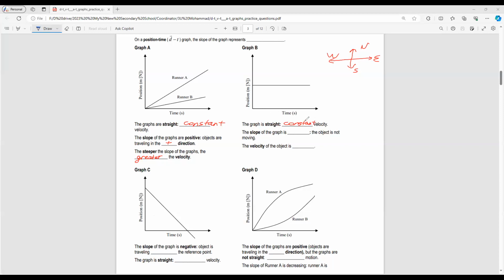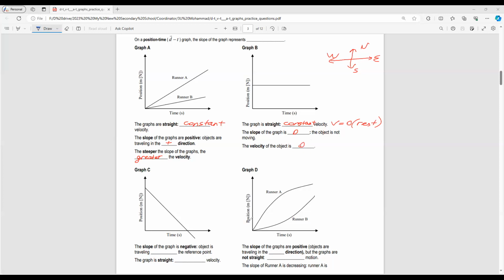The position stays the same, and that constant velocity is actually 0. It's like velocity equal to 0. So it doesn't change. Okay, so rest. The slope of the graph is 0. The object is not moving. The velocity of the object is 0.